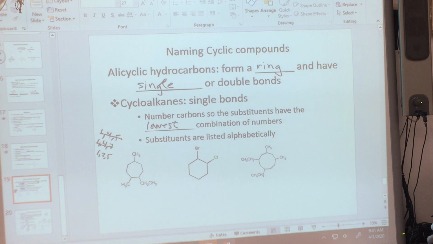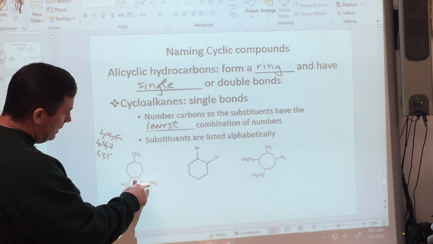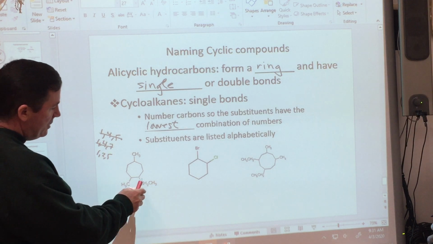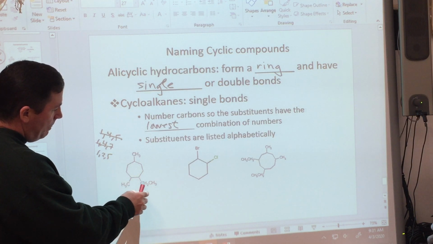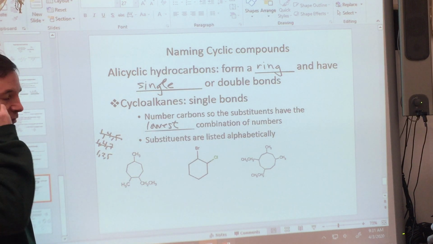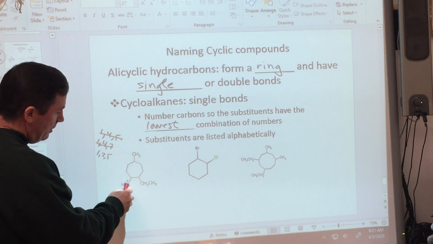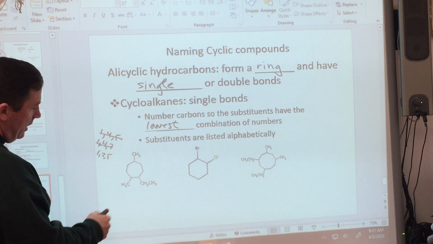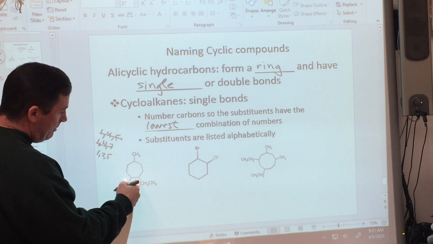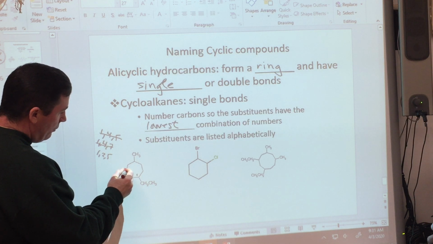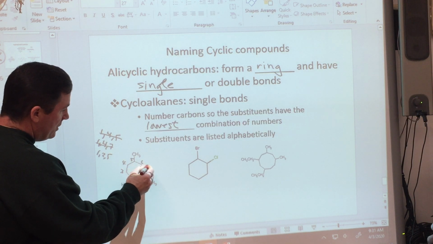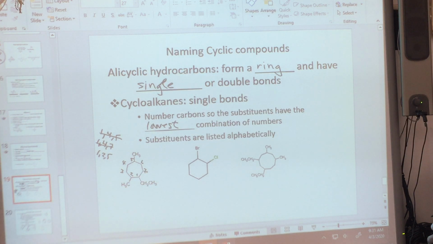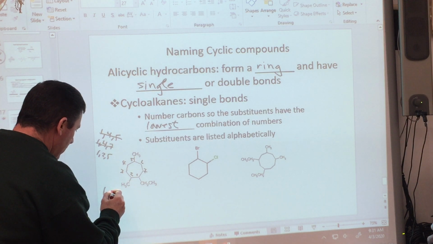I'm going to go with my number 1 carbon here. Why? Because if the numbering is the same, I'm going to go with the lower alphabetical. This is an ethyl, this is a methyl. Okay, so I'm going to start here, and my combination is 1, 2, 5. So this is 1, 2, 3, 4, 5, 6, 7. All right, so my naming is the same. I have to do alphabetical. So I'm going to name this 1 ethyl.